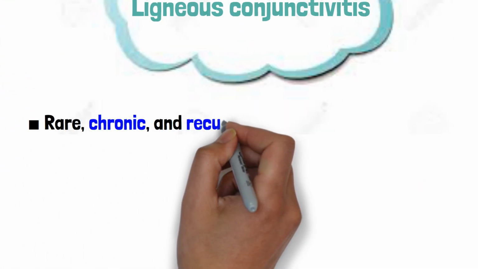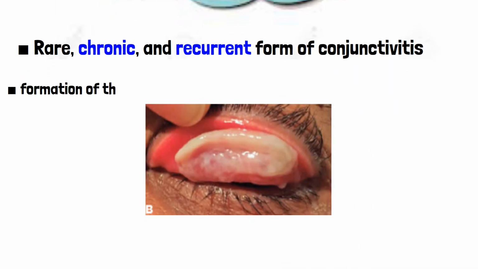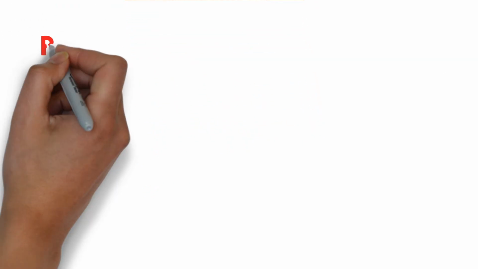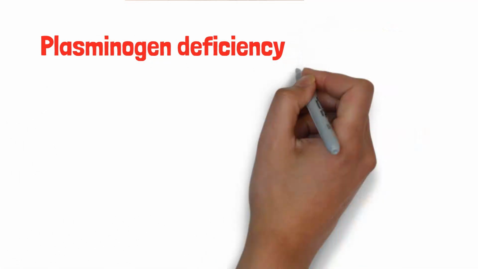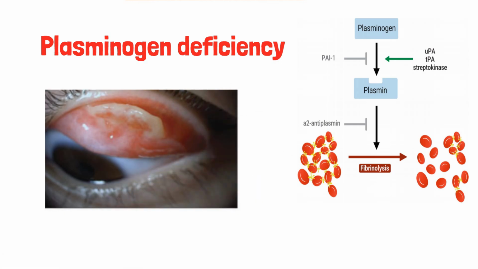Ligneous conjunctivitis is a rare, chronic, and recurrent form of conjunctivitis. It is characterized by the formation of thick, woody pseudomembranes on the tarsal conjunctiva. The underlying defect is a deficiency of plasminogen, which leads to impaired fibrinolysis. Because fibrin cannot be properly degraded, it accumulates and forms firm membranes on the conjunctiva.